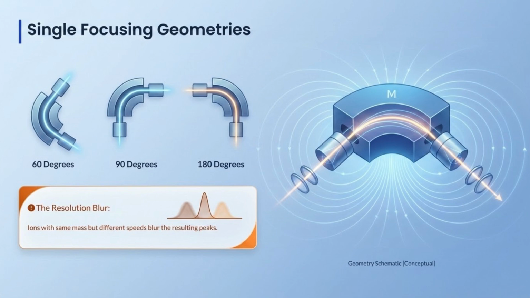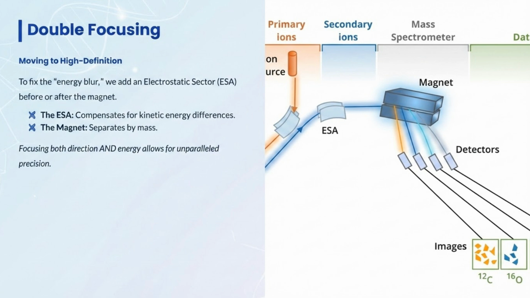This velocity spread causes the peaks to blur, which is why the practitioner often wonders why their resolution isn't higher. This is where we move from standard to high definition. Think of the ESA as a lens that sharpens the ion beam. It accounts for velocity differences so that the magnet can focus solely on mass. This is how we distinguish isotopes that are incredibly close in mass.